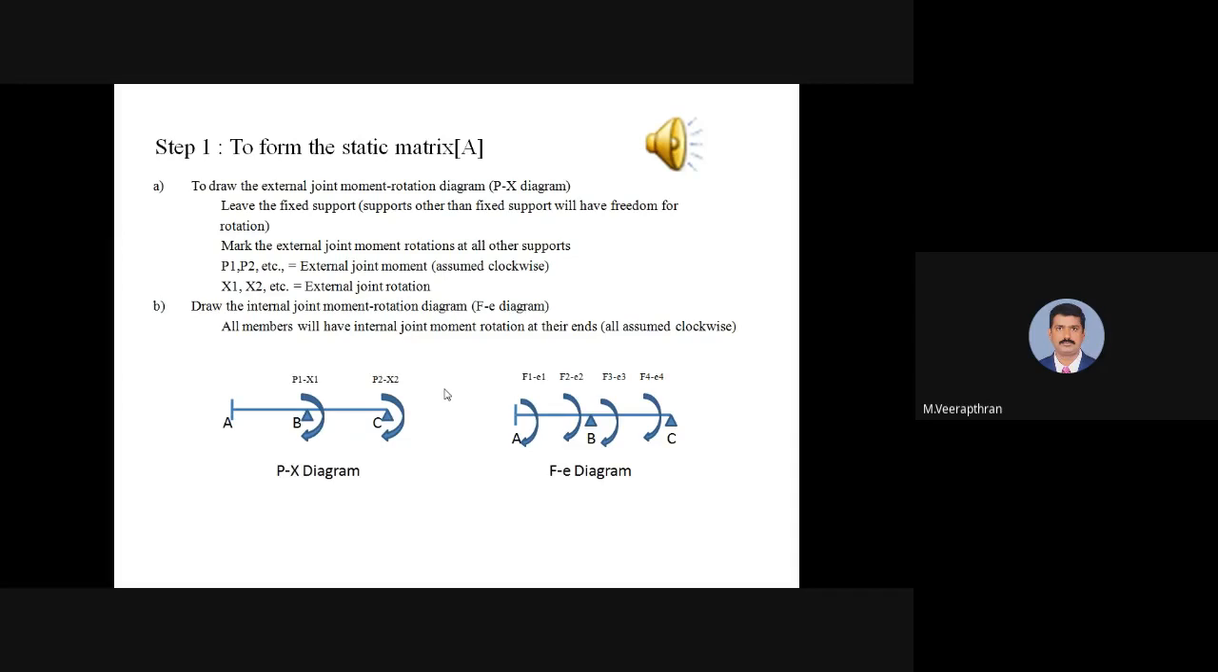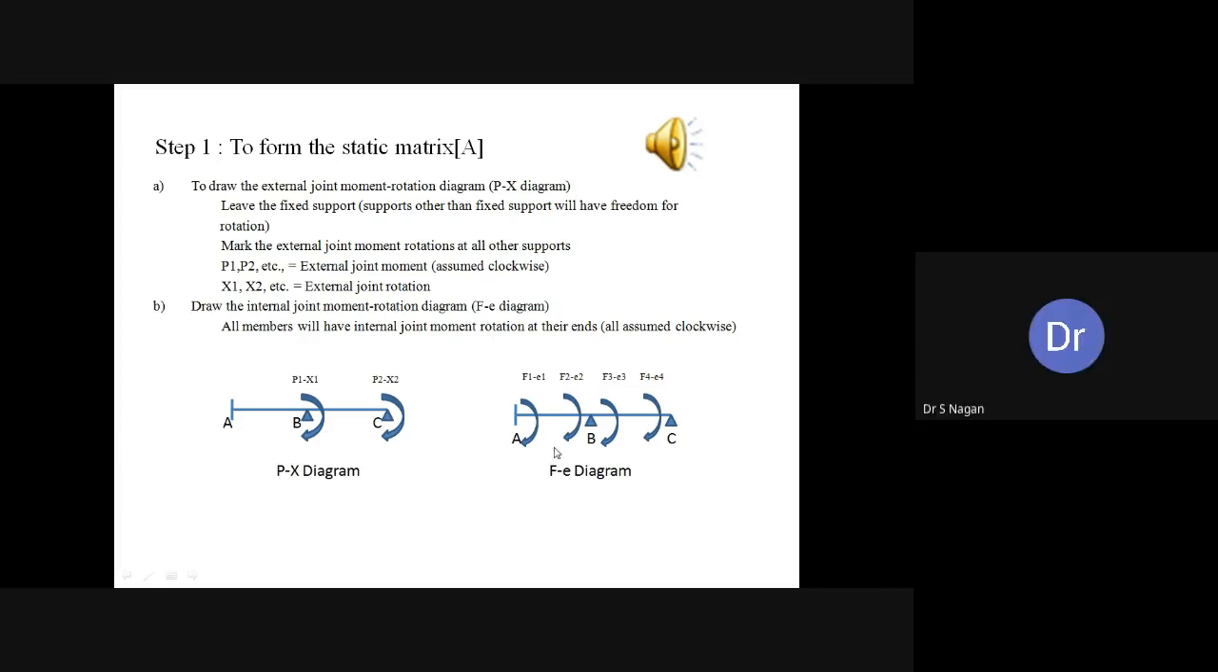Sir, in the PX diagram, we have drawn only two sets of P and X. Yes, for external, versus internal. Internal means there will be internal forces developed at the end of each member, whereas external joint moment is the applied load. So internal means the resistance developed at the end of each member, and that is marked at the end. Here we apply only one, and the rule is we should not apply this external joint moment rotation at the fixed support.